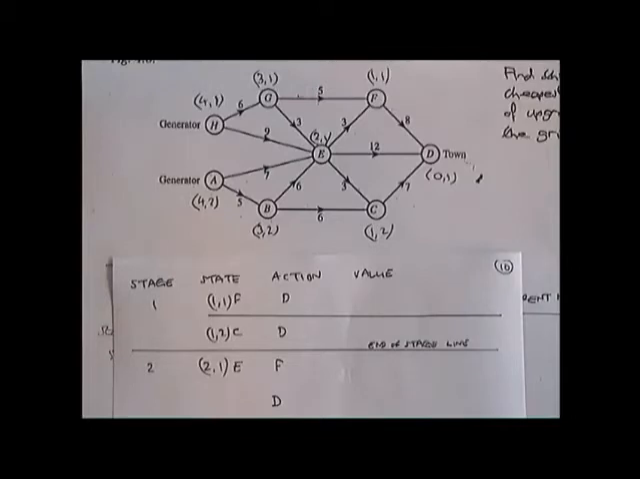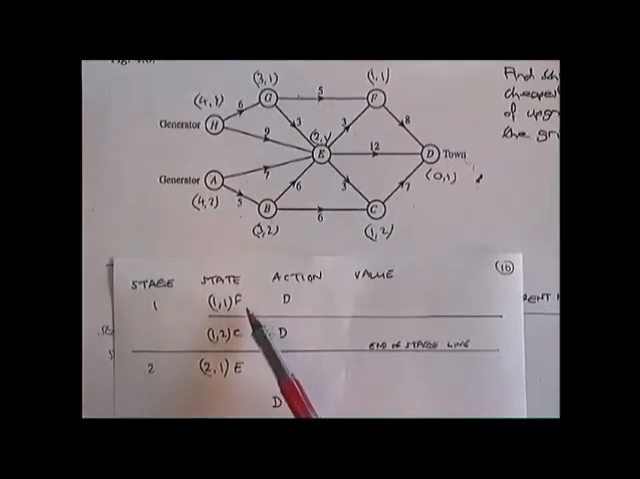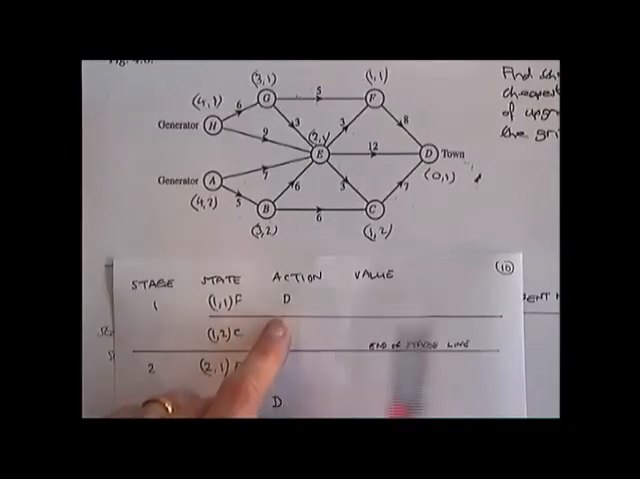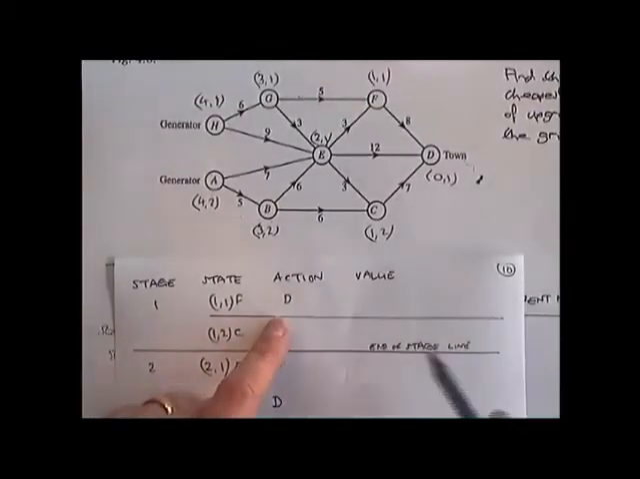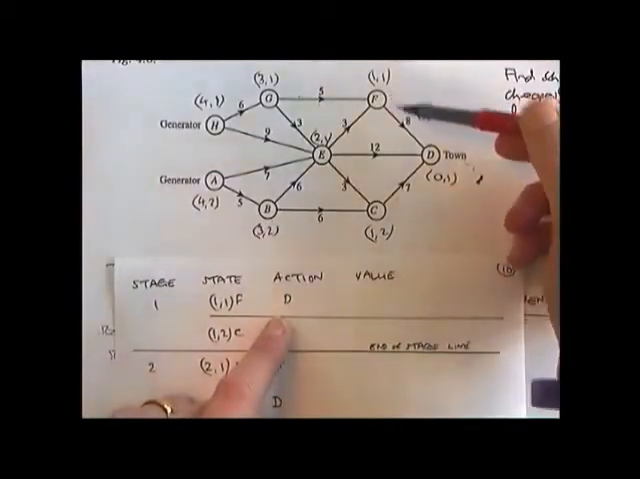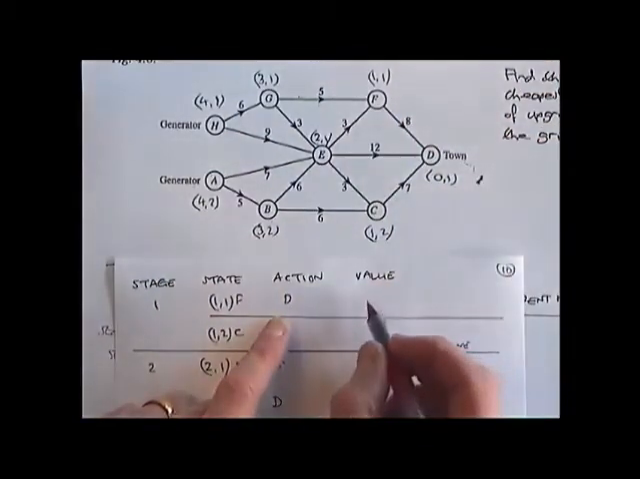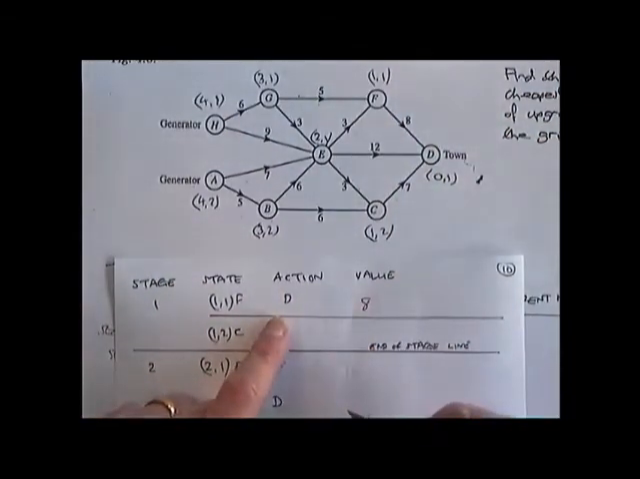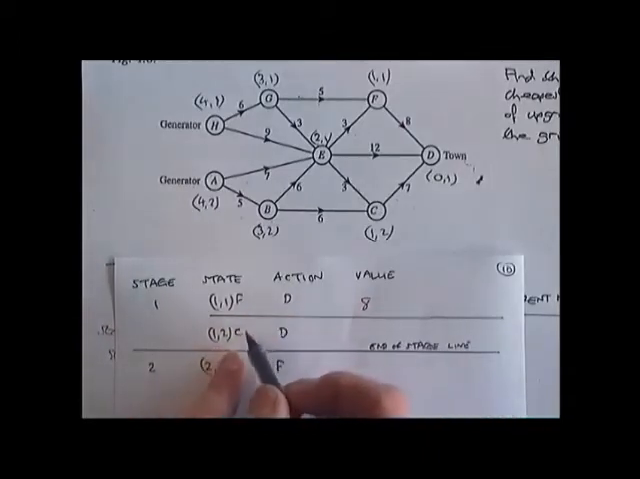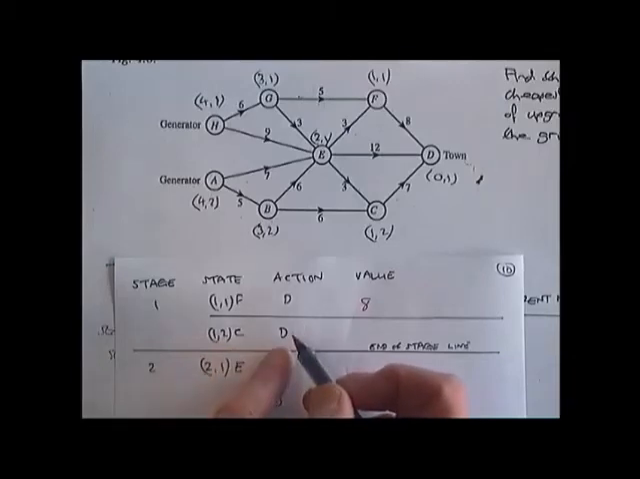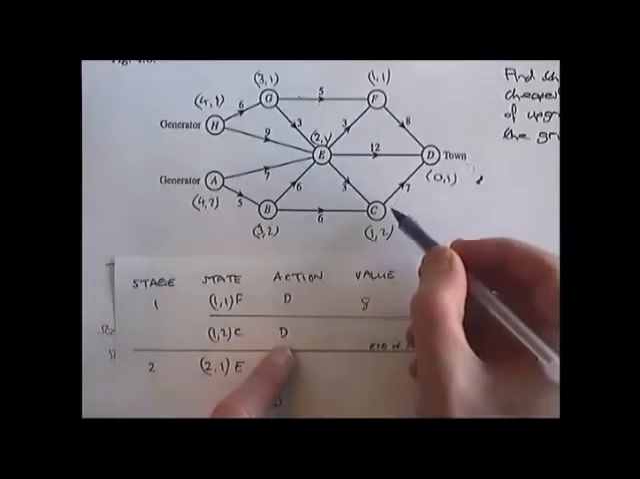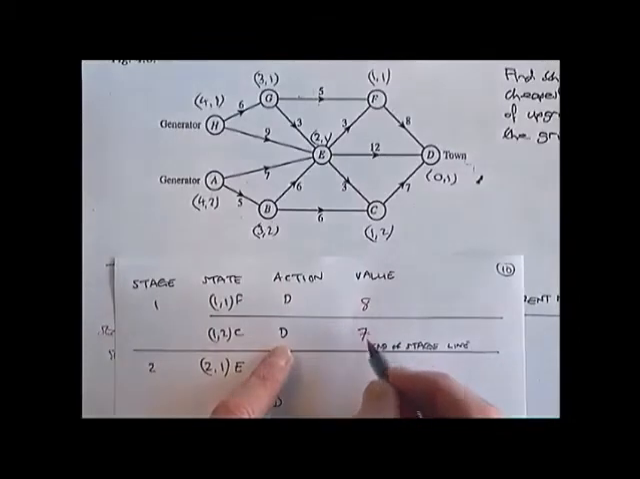So once we've got the blank table set out, what we need to do then is start putting the values in. First of all, if you look at the top line, this is saying at the moment we're at F, we're going to go to D. What is the value of that? Going from F to D, we have a value of 8, so that will be the value put on there. And here, our state is we are currently at C, and our action is we are moving to D, going up this arc here, and the value of that arc is 7.